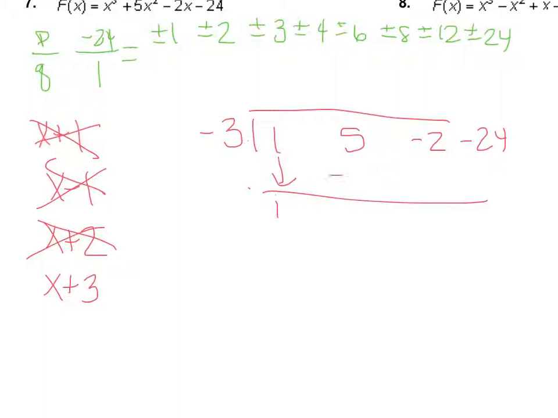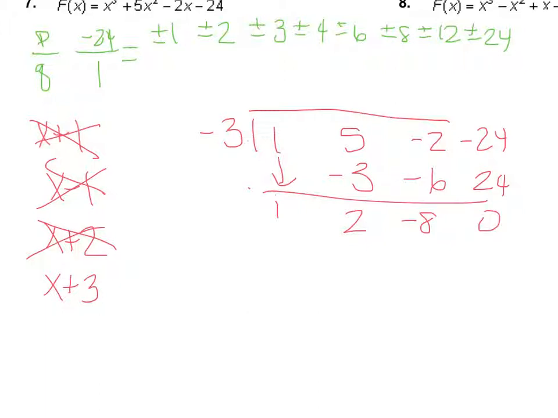Negative 3 times 1 is negative 3. 5 minus 3 is 2. Negative 3 times 2 is negative 6. Negative 2 minus 6 is negative 8. And negative 3 times negative 8 is positive 24. And negative 24 plus 24 is 0.